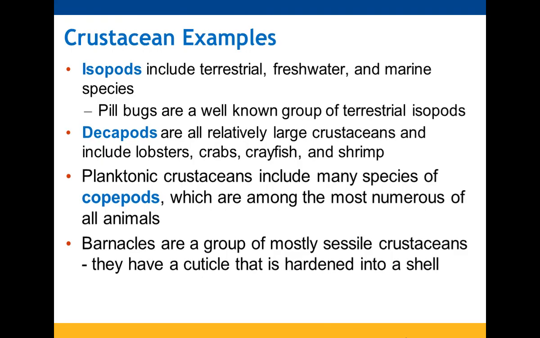Isopods are pill bugs. They are found in land, freshwater, and marine species. Decapods would include your larger crustaceans. Planktonic crustaceans would include your copepods. And barnacles are a group of sessile crustaceans. Their cuticle has hardened into a shell.